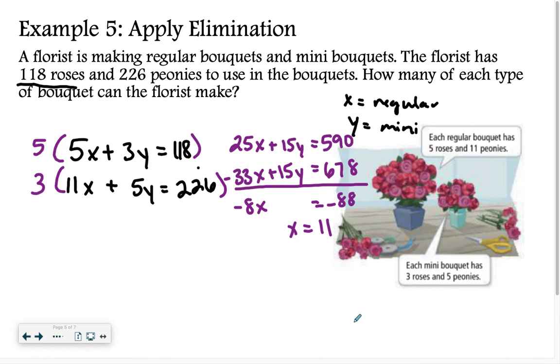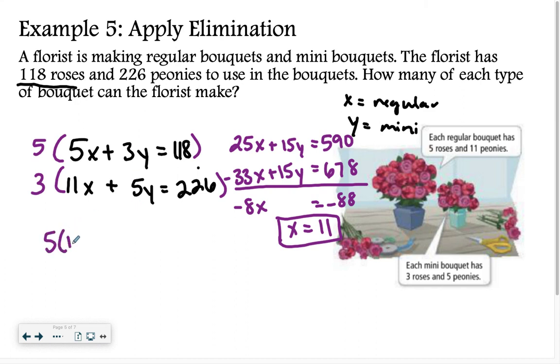All right, now that I have x, what I need to do is solve for y, the mini bouquets. So something that's really important is when you are plugging this value in to solve, you have to plug it back into one of the original equations, not the modified equation. So when you're solving for your second variable, plug it back into an original equation.